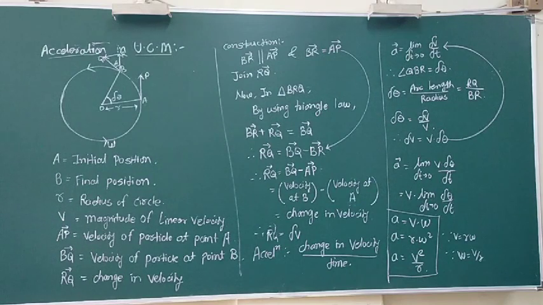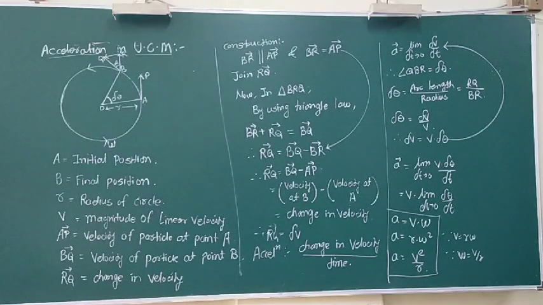Okay, BR bar is equal to AP bar, so BR bar is replaced by AP. BQ means the velocity at B and AP means the velocity at A. So velocity at B minus velocity at A is the change in velocity. So RQ bar is equal to delta V. Now we know the formula for acceleration, the rate of change of velocity. So acceleration is equal to change in velocity upon time. So we get the formula A is equal to limit delta t tends to 0 delta V upon delta t.